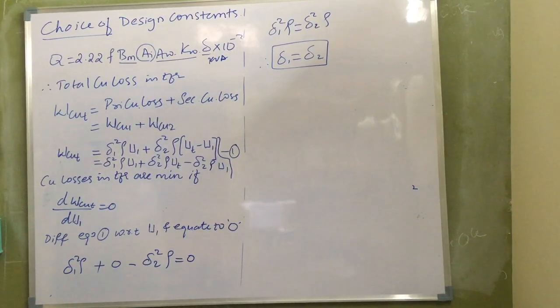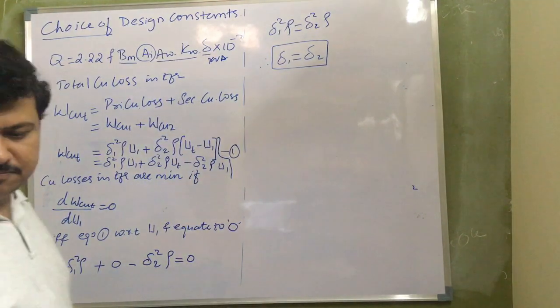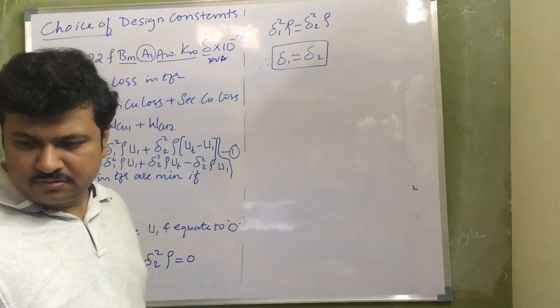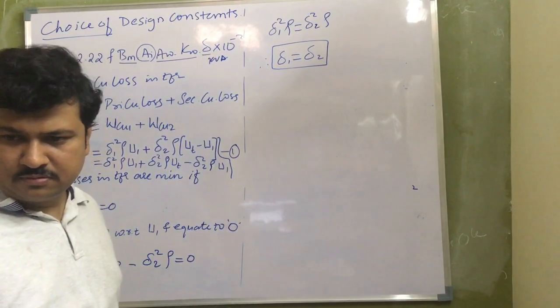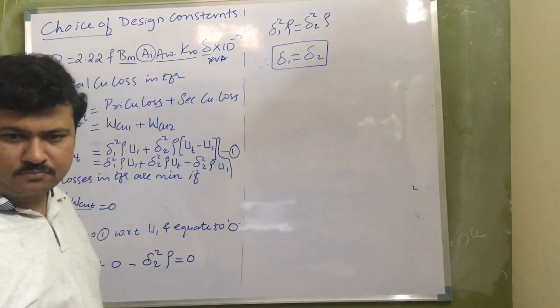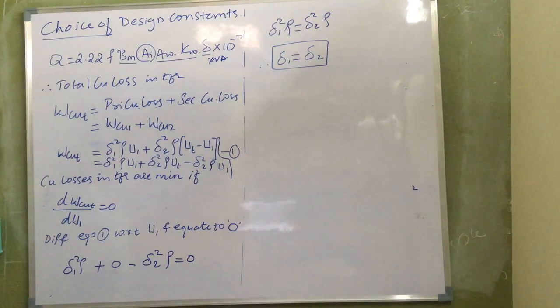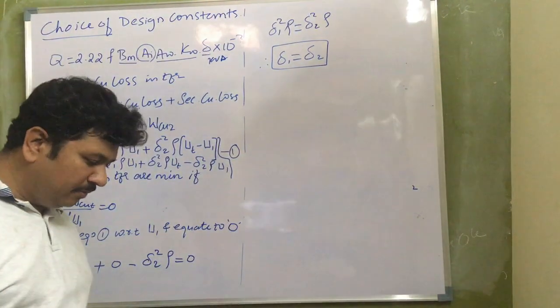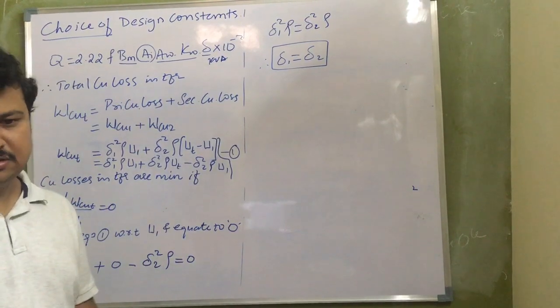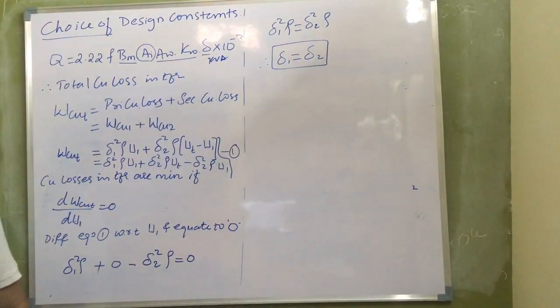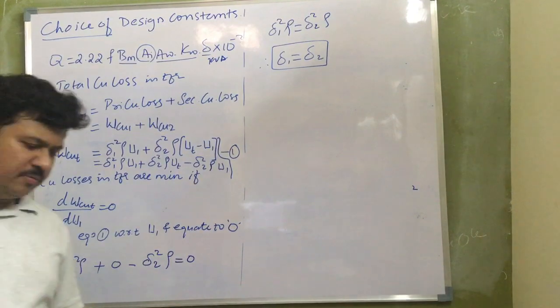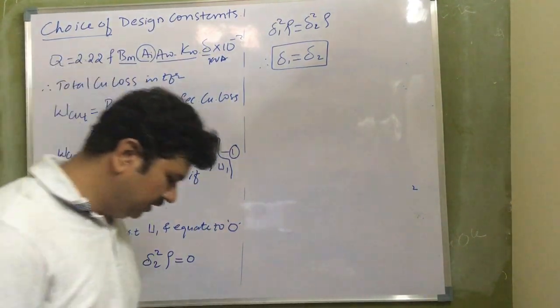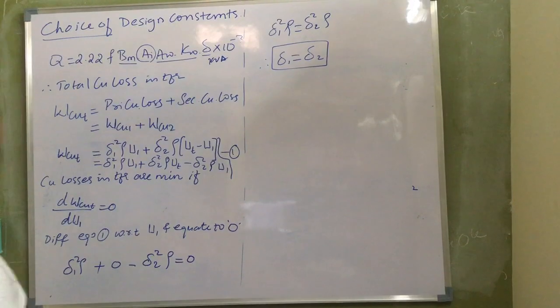So delta 1 is equal to delta 2. This is the condition for obtaining minimum copper losses in the transformer. If I keep my current densities in both primary as well as secondary constant and of equal value, then the copper losses in the transformer will be minimum. So this is with respect to the second design constant in the output equation, delta.